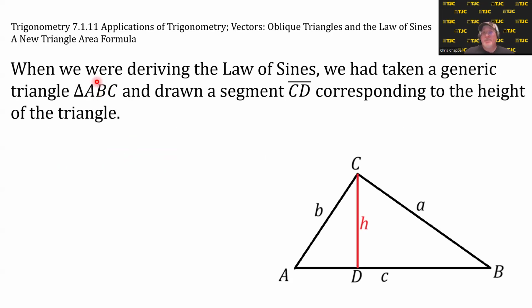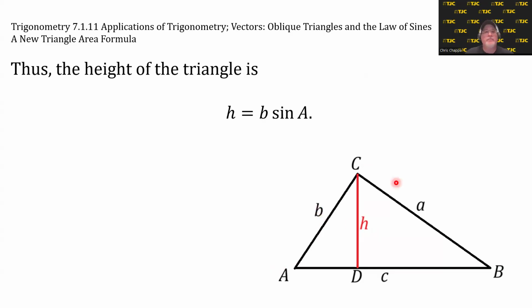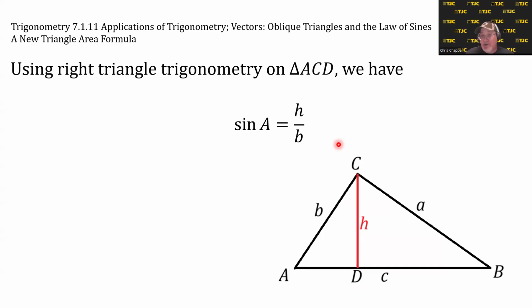When we were deriving the law of sines, we had taken a generic triangle ABC and drawn a segment CD corresponding to the height of the triangle, perpendicular to side AB. Labeling the length of segment CD as H and using right triangle trigonometry on triangle ACD, the triangle on the left, we have sine of A is H over B, opposite over hypotenuse. Thus, the height of this triangle was height equals B times sine of A, obtained by multiplying both sides of this equation by B.